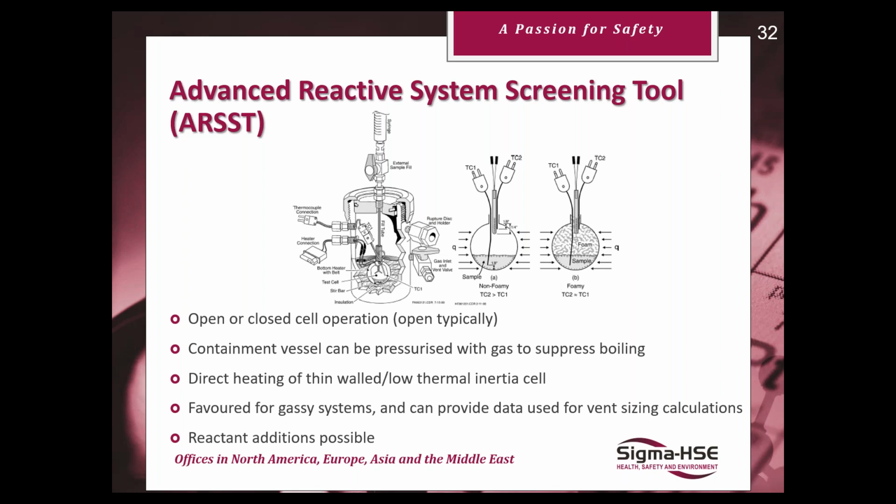accurate and more representative of large-scale processes, which is why it's preferred to use the ARSST for things like vent sizing analysis. So we can see it's contained within this 350 ml vessel, and that's just to accommodate any pressure generation. There's a lot of leeway there, but it also means that we can impose a nitrogen pad to investigate and suppress any vapor generation or boiling. So we move on to the next slide.